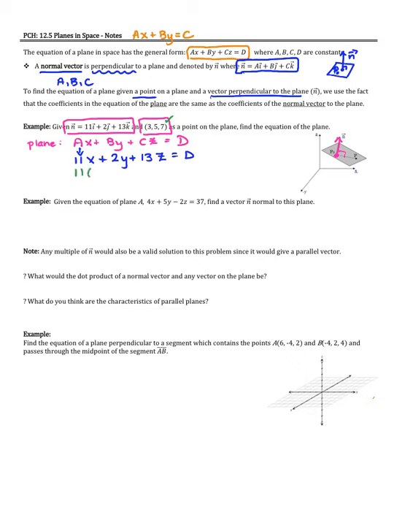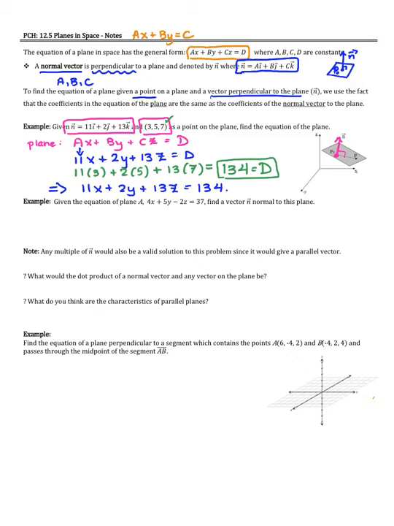So we just come over here and we plug in 3 for x and 5 for y and 7 for z. And when we work that out, it comes out to be 134. And so what we can then do is put it all together. So the equation of our plane is 11x plus 2y plus 13z equals 134.